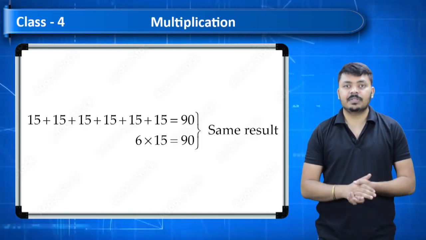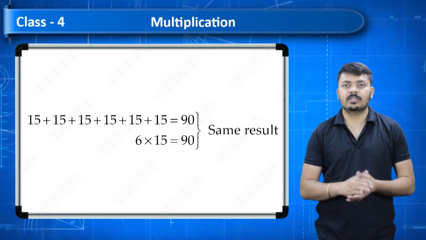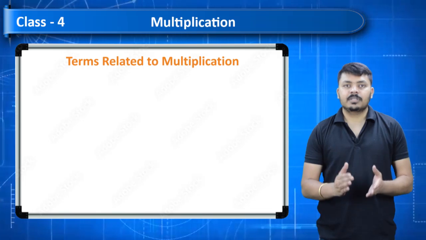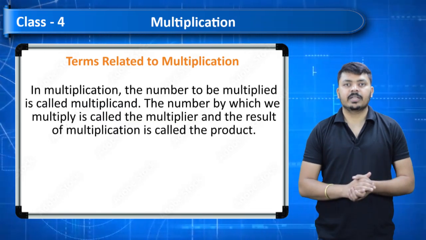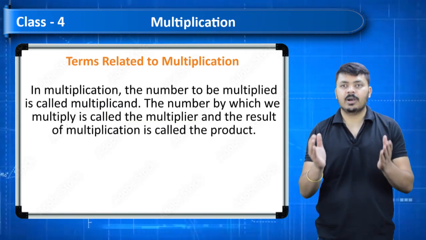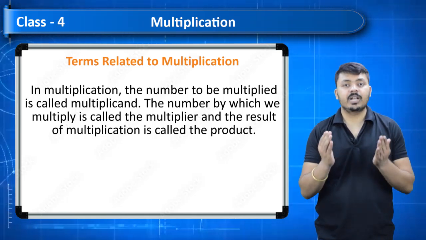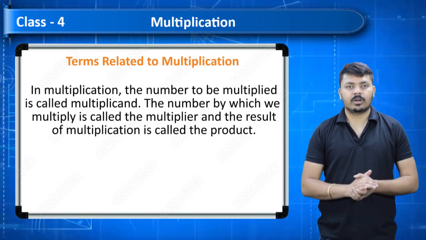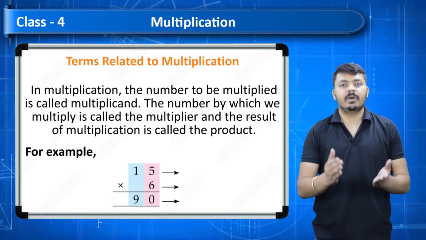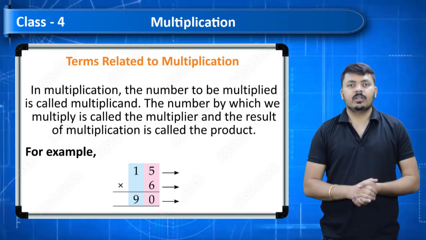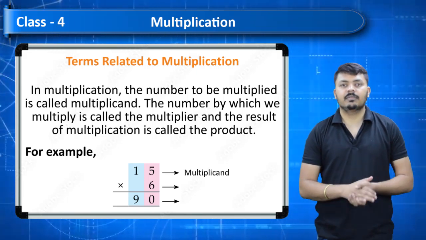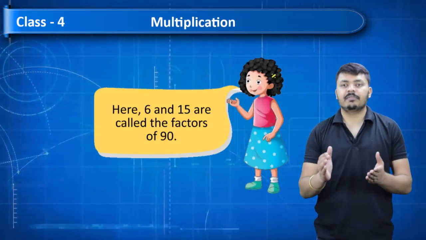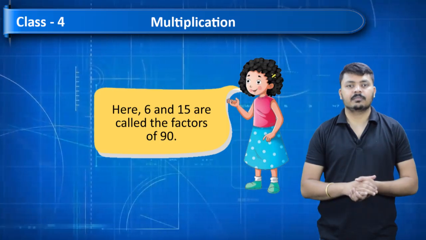15 plus 15 plus 15 plus 15 plus 15 plus 15 is equal to 90, or 6 into 15 equals 90. Same result. Terms related to multiplication. In multiplication, the number to be multiplied is called the multiplicand. The number by which we multiply is called the multiplier. The result of multiplication is called the product. For example, 15 multiplied by 6 is equal to 90. So here 15 is the multiplicand, whereas 6 is the multiplier and 90 is the product. Here 6 and 15 are called the factors of 90.